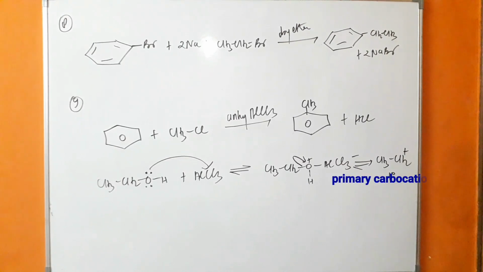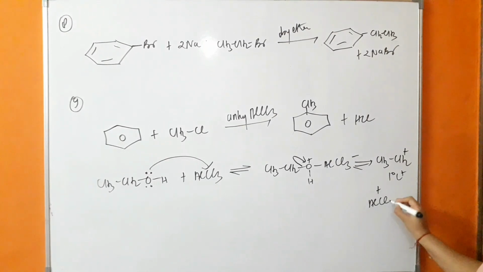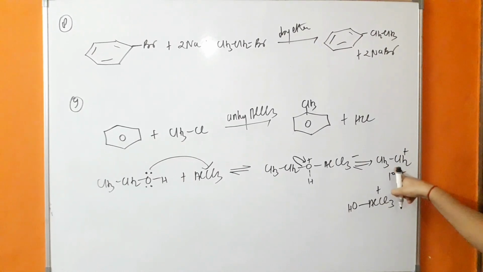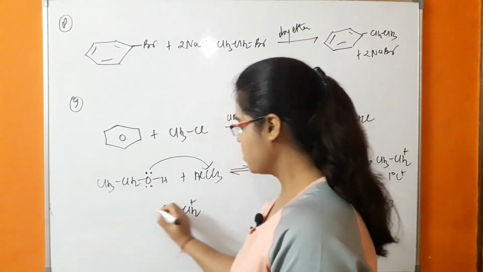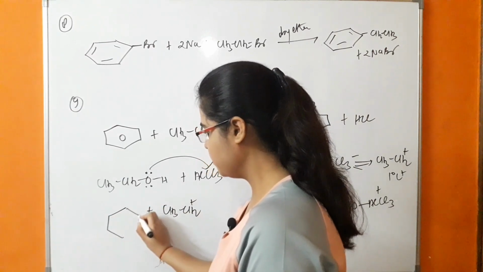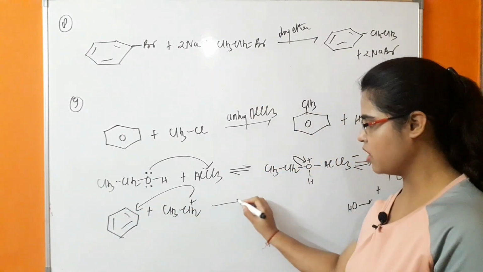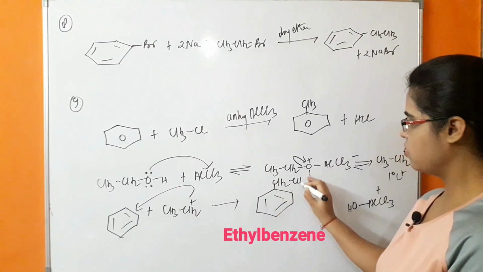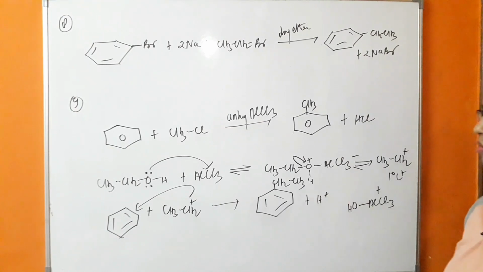This is a 1 degree carbocation which is formed in this reaction, and AlCl3 and OH will be removed. So the carbocation is formed. This carbocation, CH3CH2 plus, will further attack the benzene ring. So there will be formation of ethyl benzene, and further there is removal of H plus ion.